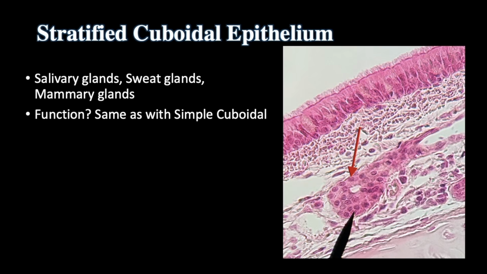This is glandular epithelium, but you'll find these specifically in salivary glands, sweat glands, and mammary glands. The function is the same as with simple cuboidal epithelium, but not all glands are simple cuboidal epithelium. There's a few that are stratified like this. The locations of these would be your salivary glands, in your mouth, your sweat glands, in your skin, as well as the mammary glands.